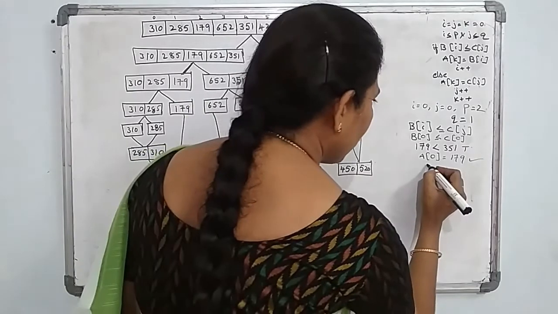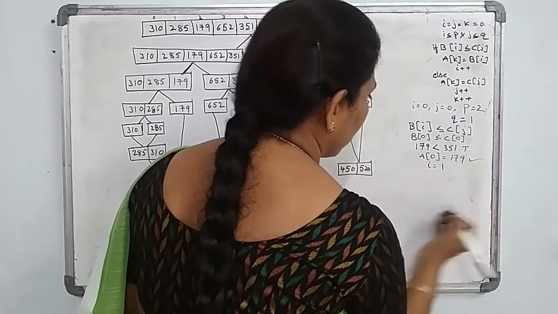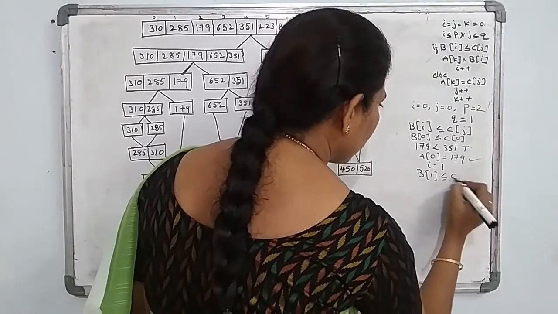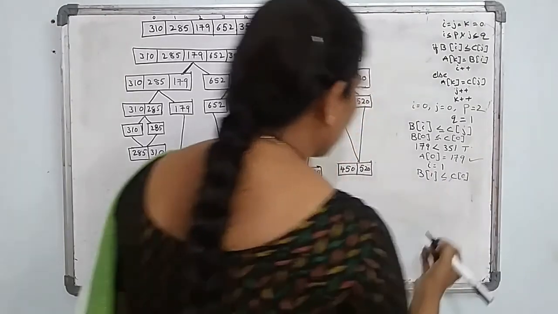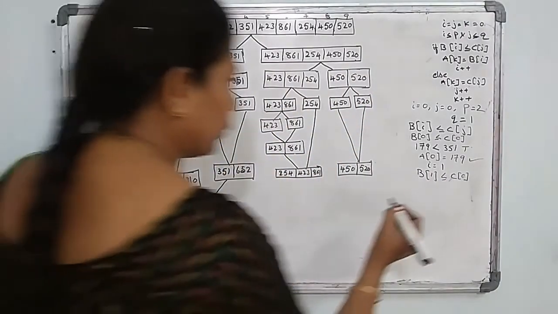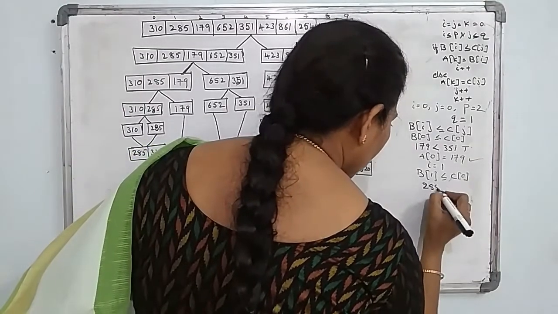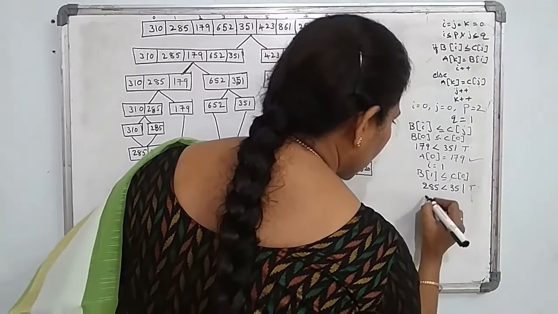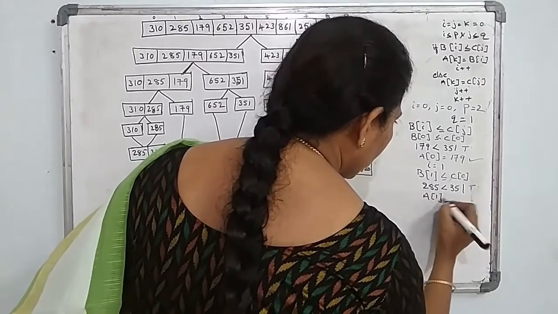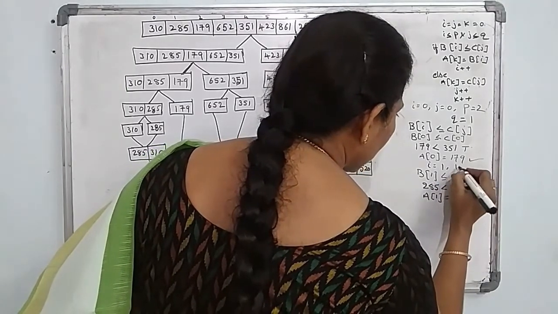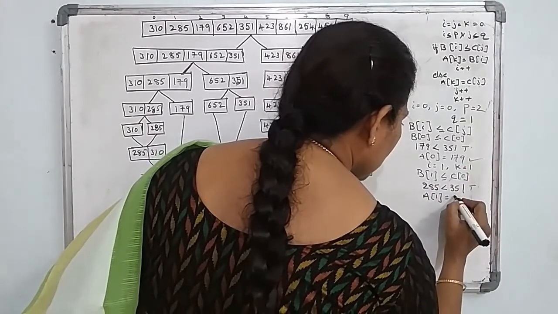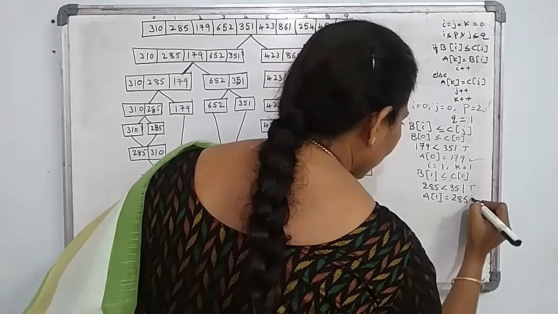Now you can increment the I value. I equal to 1. Again you compare B of 1 less than or equal to C of 0. B of 1 means 285. 285 is less than 351, true. Then you increment K to 1, and A of 1 equals 285.